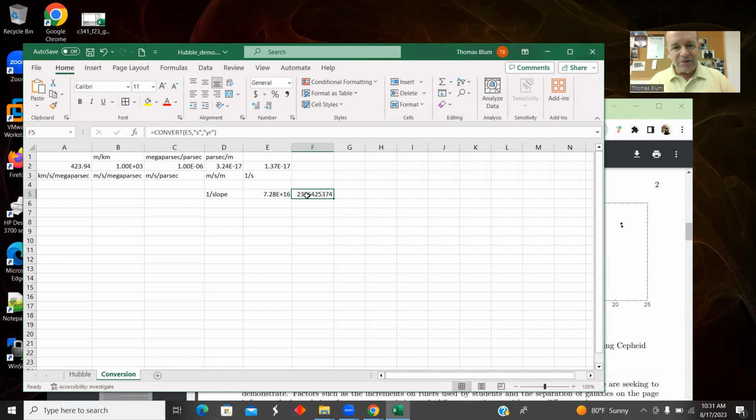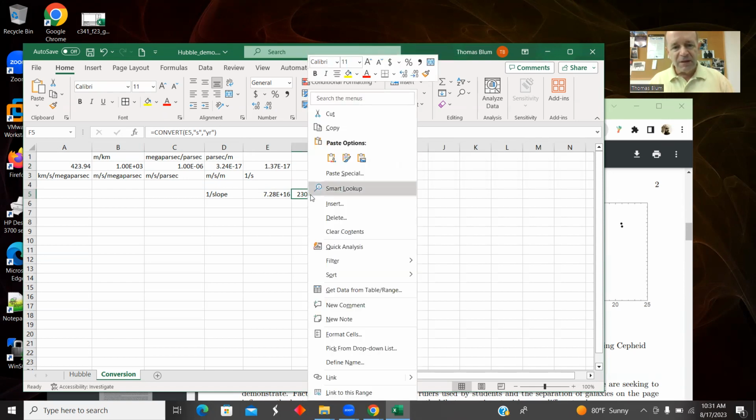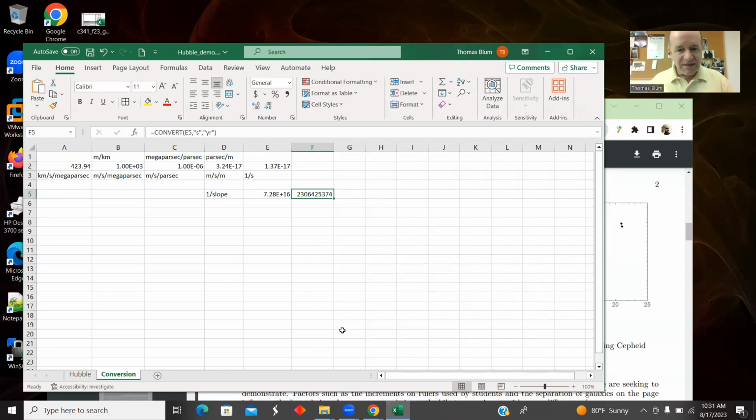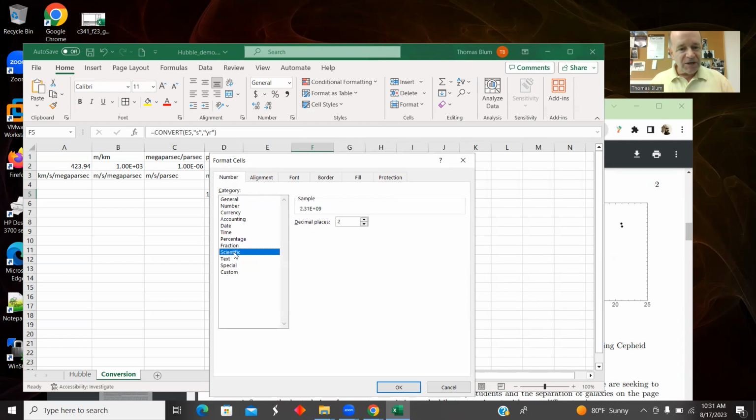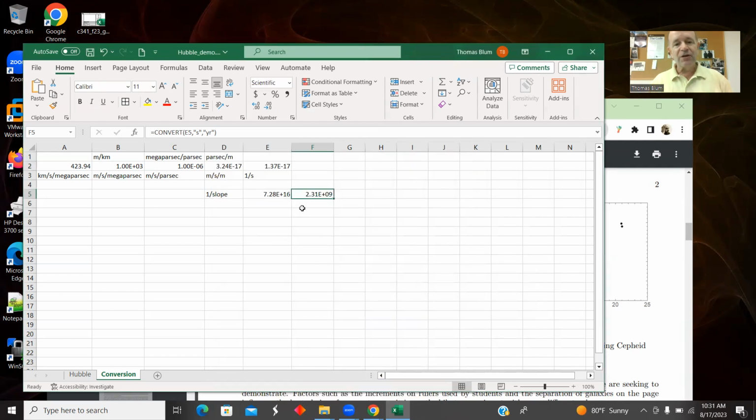And it is, if we want, let's format cells, number, and let's choose scientific here. Okay, so this is 2.31 times 10 to the 9. So that is billion. So whatever this quantity is, this reciprocal of the slope is about 2 billion. And the idea is that this is somehow related to the age of the universe.